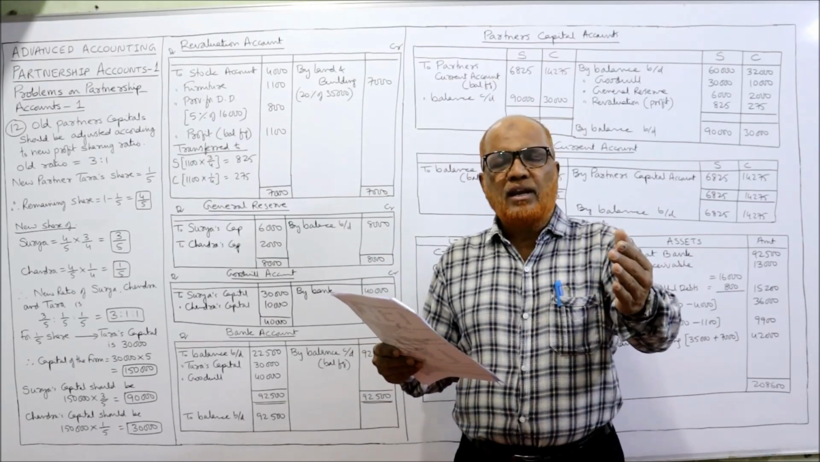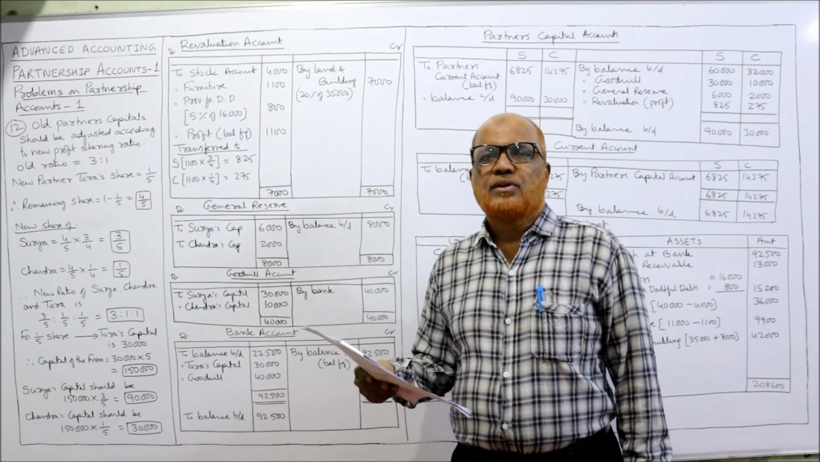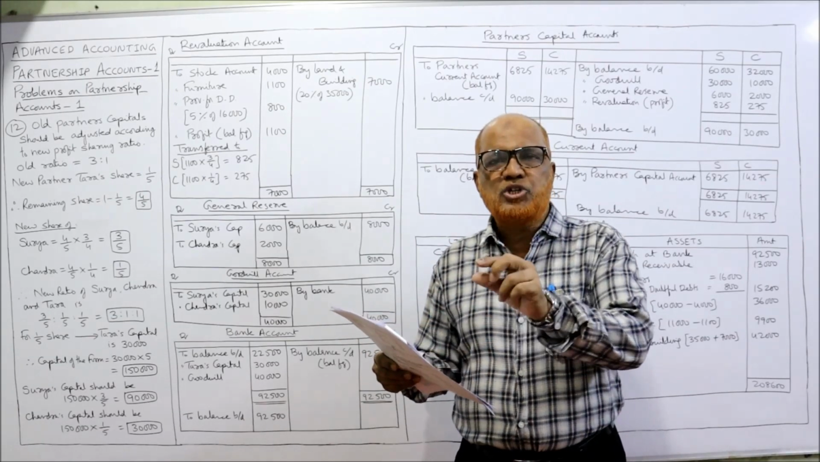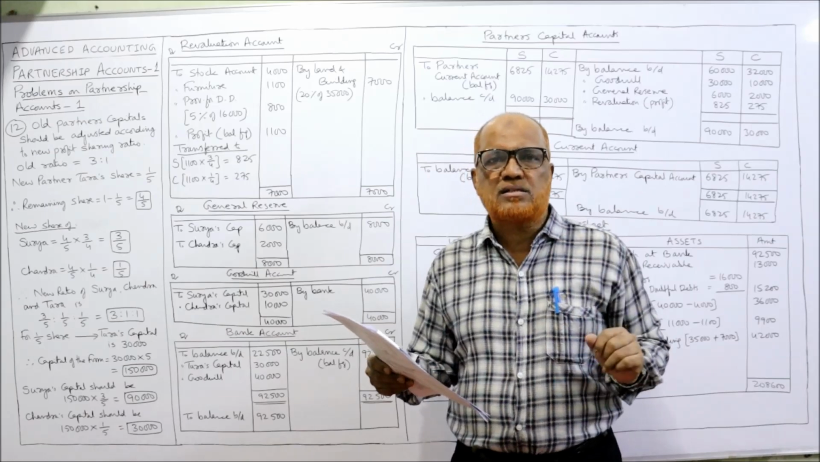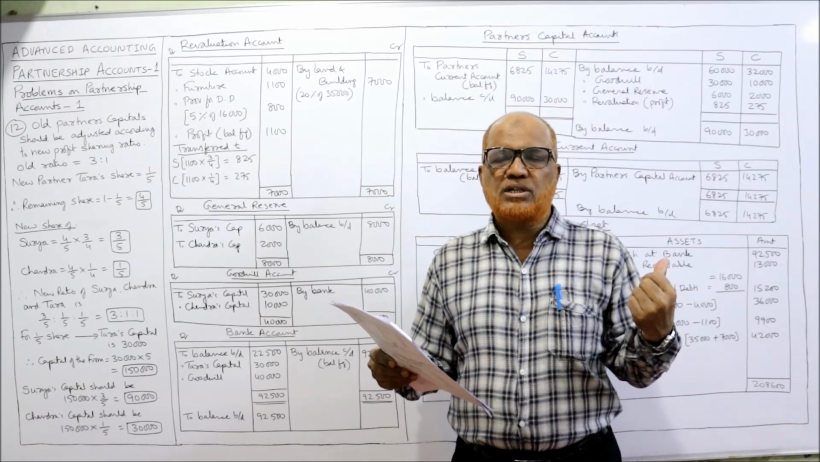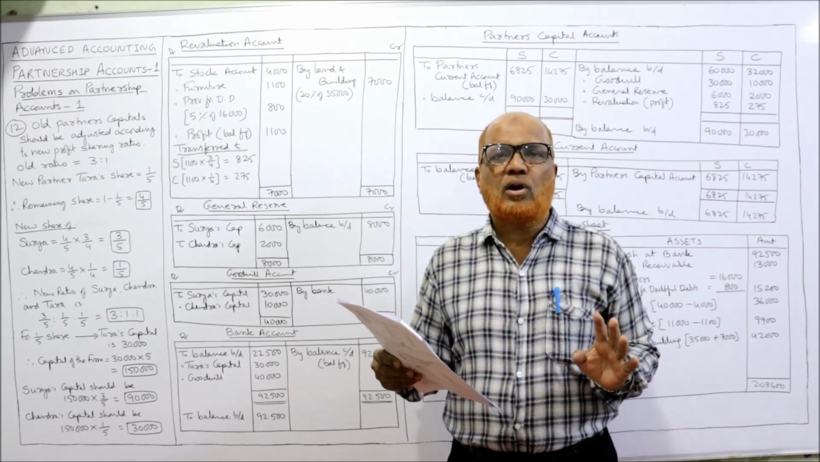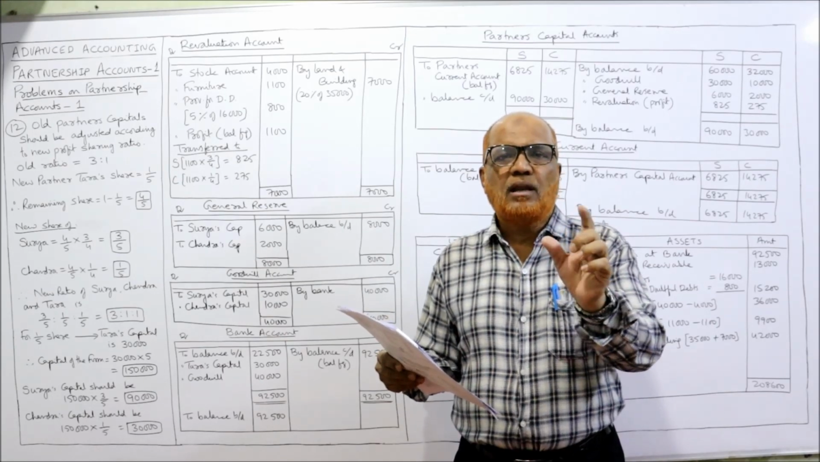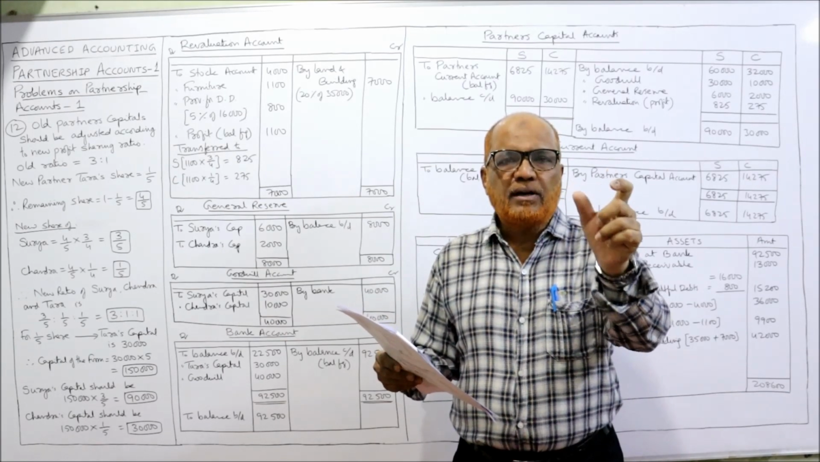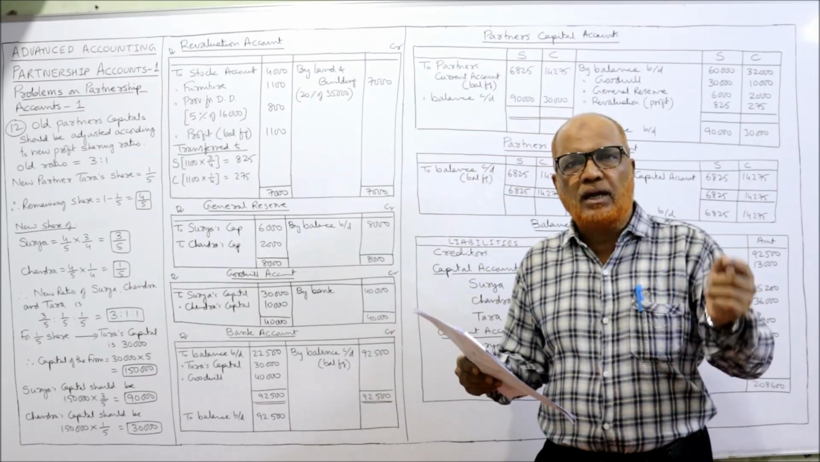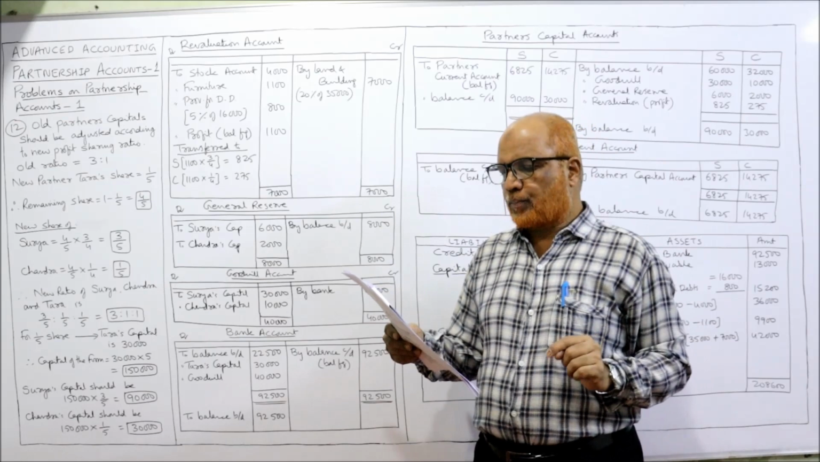Now remember, whenever a new partner is admitted, before the admission, the general reserve will be shared by the old partners in the old profit sharing ratio. So in the new balance sheet after admission, general reserve will not appear. General reserve shows a credit balance. Now we will debit general reserve and credit the old partners' capital accounts in the old profit sharing ratio.